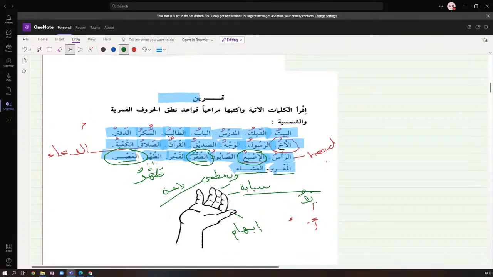And then this finger is called the binsar. Let's say that's a sad. So binsar, and then the little finger is called the khinsar.